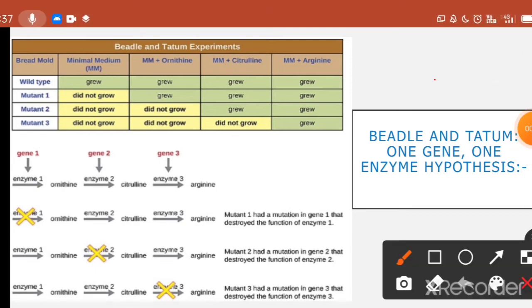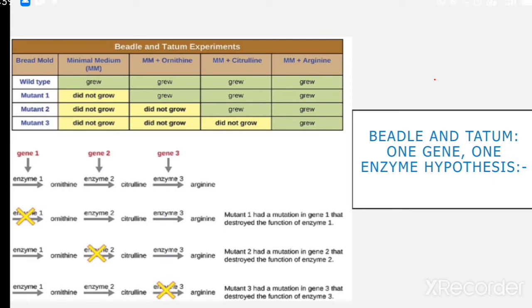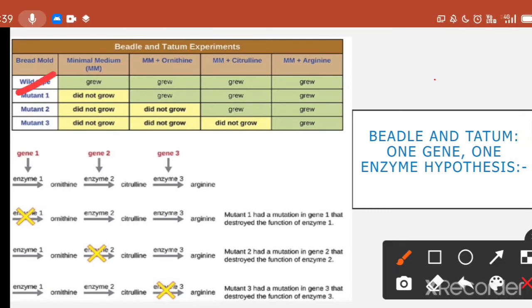When wild type is grown on minimal medium, it is able to grow because it has the capacity to synthesize different types of amino acids for its metabolic pathways, and it also grows in minimal medium supplied with ornithine, citrulline, or arginine as a supplement. But mutant 1 has some mutation, though we don't know which gene is mutant. It doesn't grow in minimal medium, which consists of sugar and biotin only, and it grew in ornithine, citrulline and arginine.